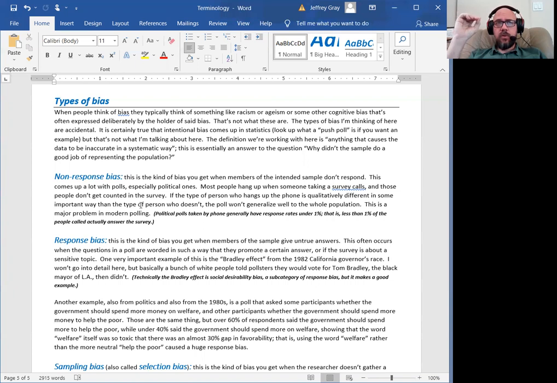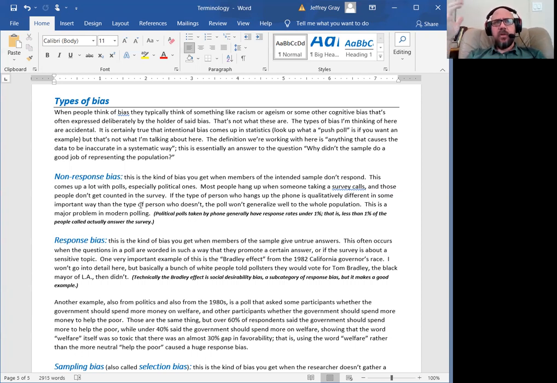In 1982, the California governor's race was a race between two people, Tom Bradley, the mayor of LA, and George Deukmejian, who I don't remember what he did. Deukmejian eventually won. So all the polls leading up to the governor's race had Tom Bradley ahead, pretty significantly, 7 or 8 points, something like that. And then on election day, Deukmejian won, and Tom Bradley didn't win. All the polls had said Bradley was going to win.